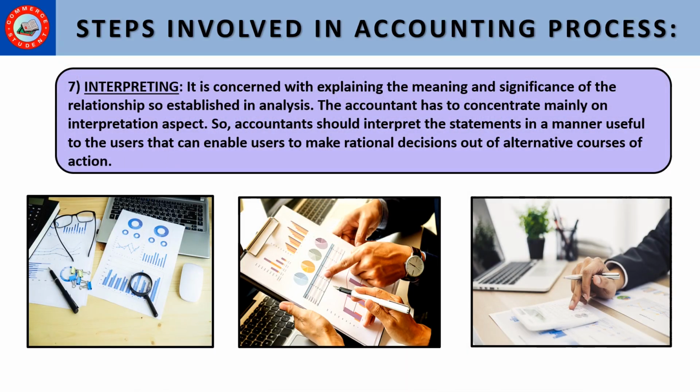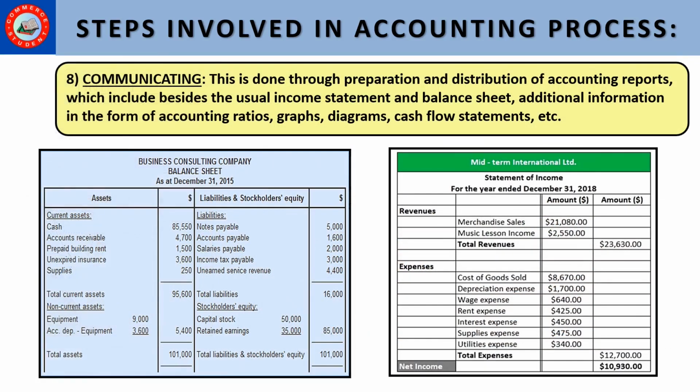Interpreting is the seventh step, which involves explaining the meaning and importance of the relationships established during analysis. Nowadays, the first six steps are often performed by electronic data processing devices, leaving accountants to focus mainly on interpretation. They should interpret statements in a way that helps users make rational decisions.